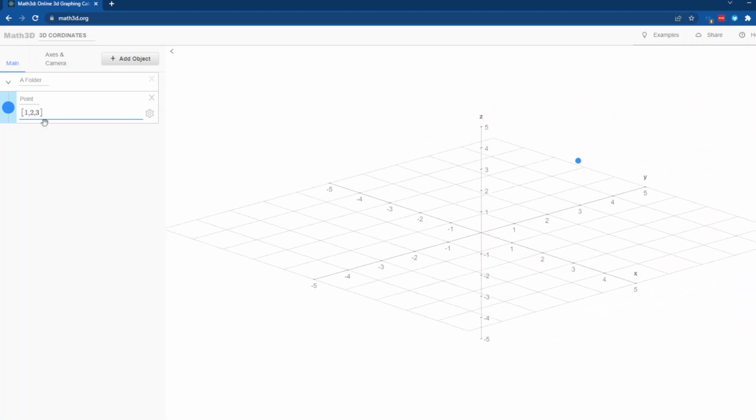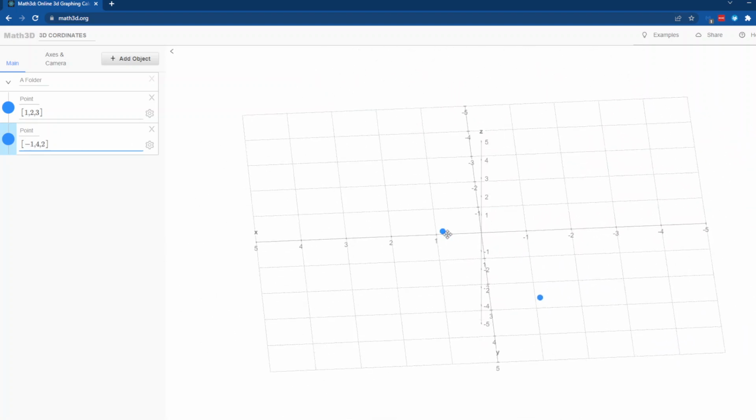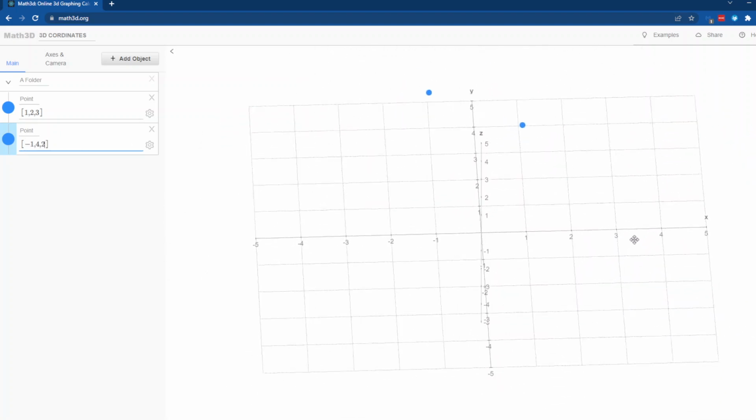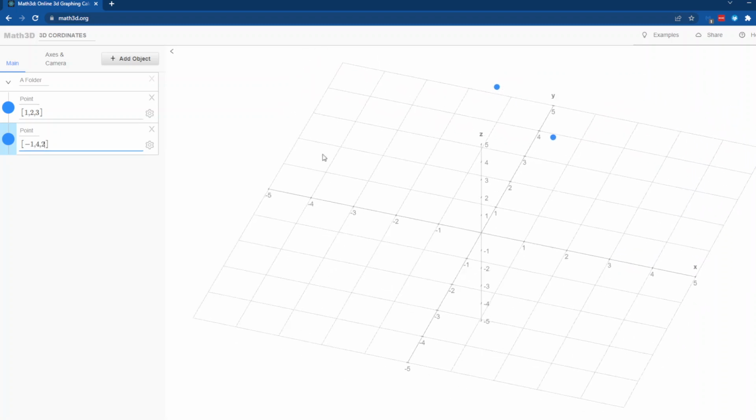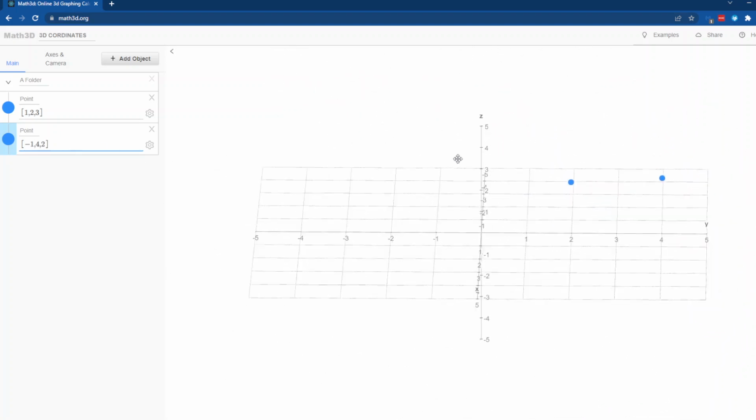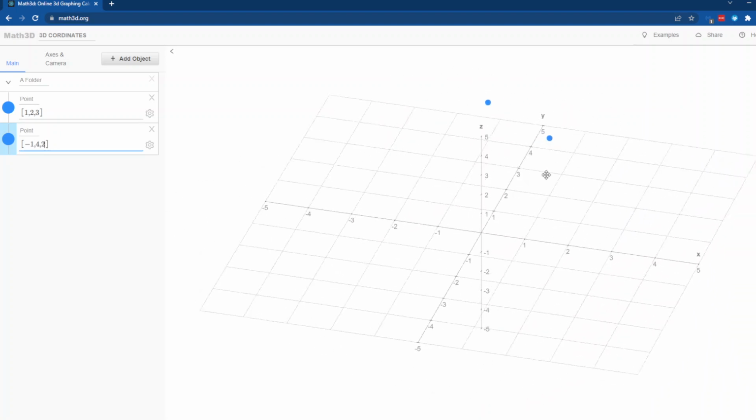Okay, so let's do another point. Let's make it more interesting by using a negative. So let's say -1, 4, 2, something like that. You can see that this point is over here, because again it's -1 on the x, 4 on the y, and then 2 on the z. You can see that if you rotate it.